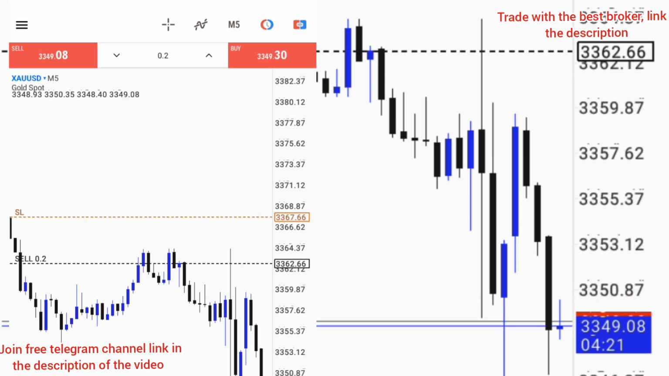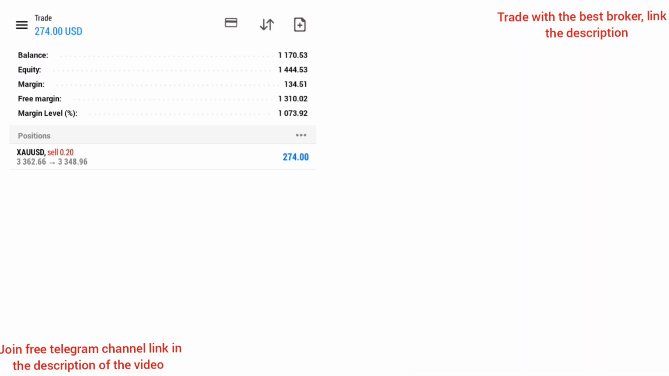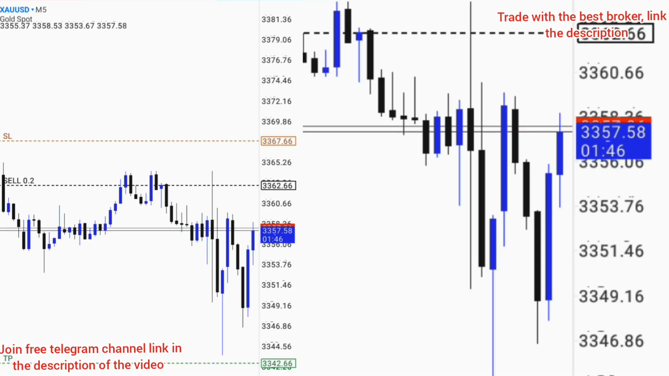When you come to the 15 minutes time frame, you can see the market is still dropping. Okay, so let's wait and see. Currently we are up $270. So guys, this trade is playing with my psychology.